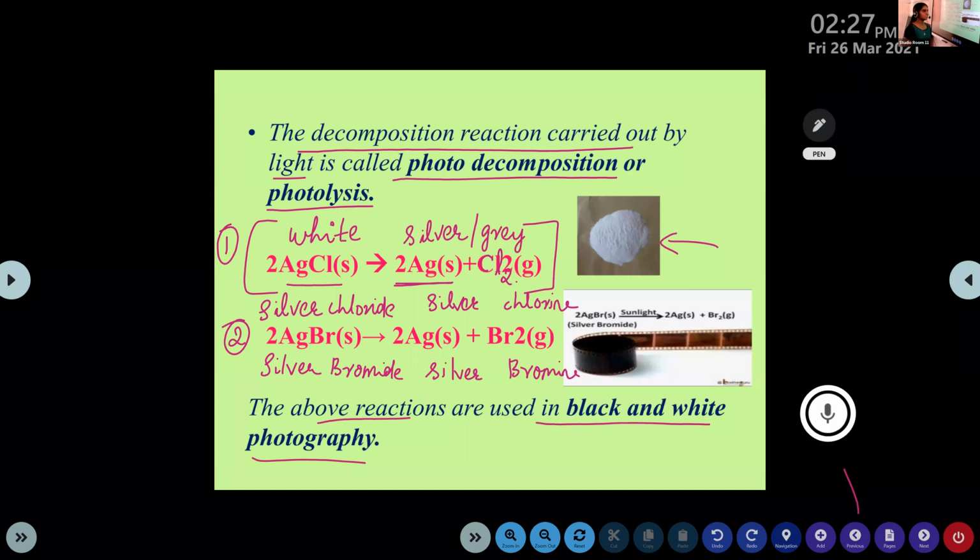What is meant by this g or s that is put in a bracket? Can you tell me? What is that g and s? Gas and solid. g for gas and s for solid. Very good. That's the physical state of that substance. So this reaction we can use in black and white photography. Is this clear for you? Tell me. Yes, ma'am.